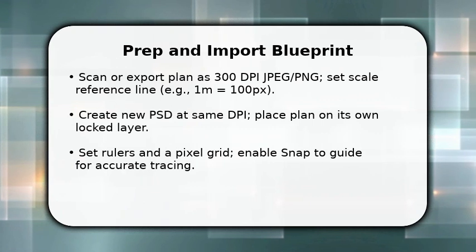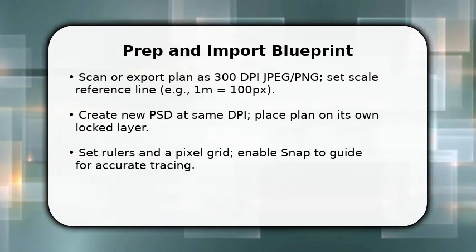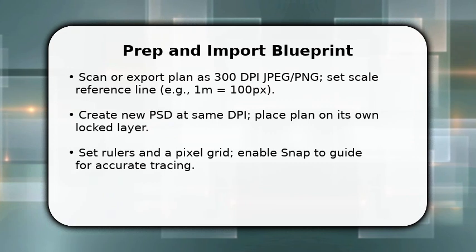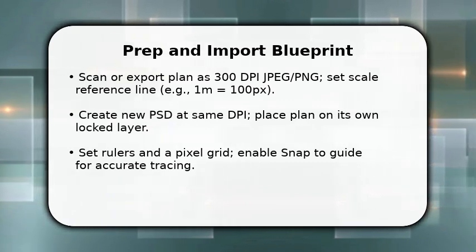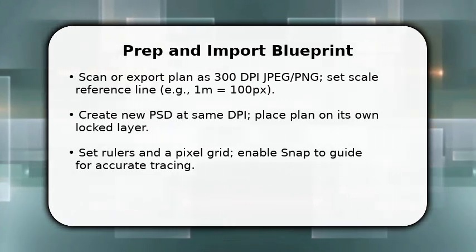Once done, turn on rulers and the pixel grid and enable Snap to Guides. These controls keep your lines straight and speed up tracing, which is crucial before you begin drawing vector elements.